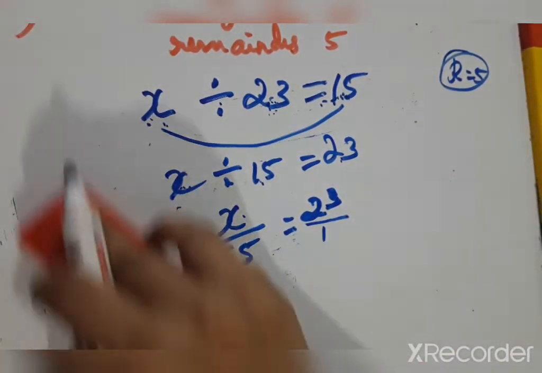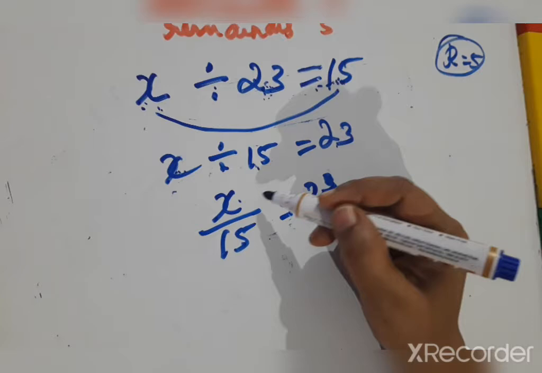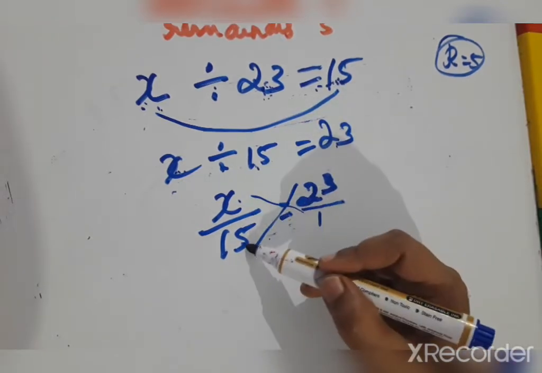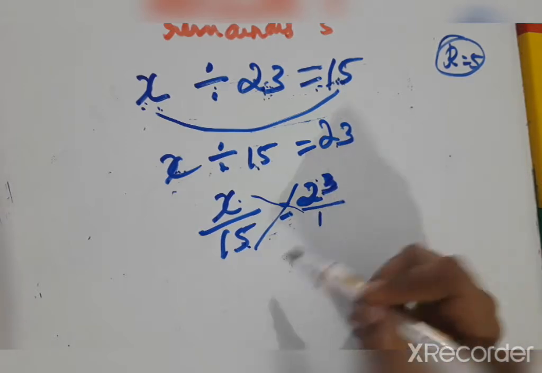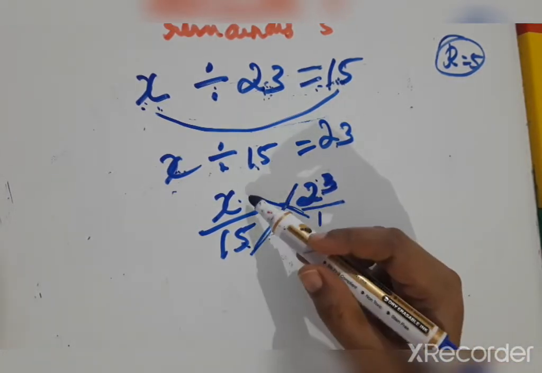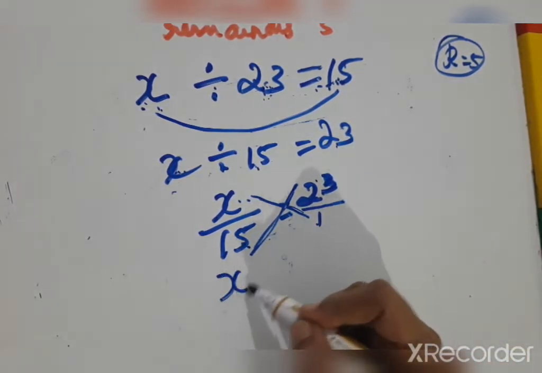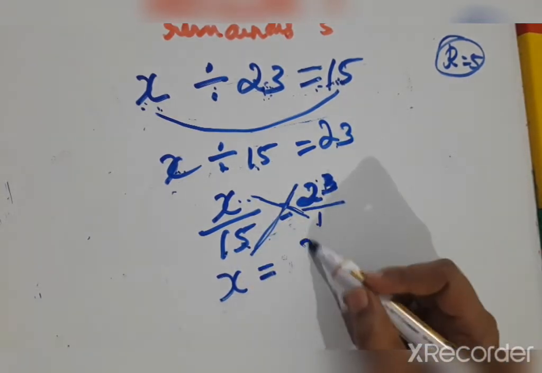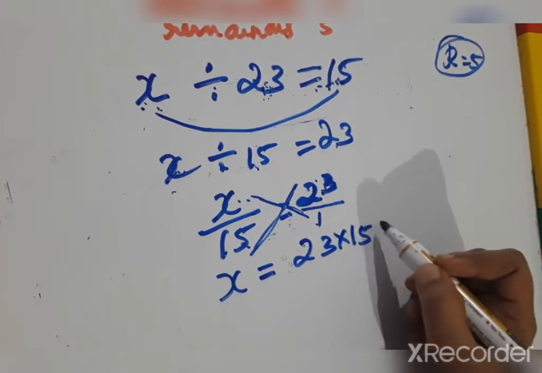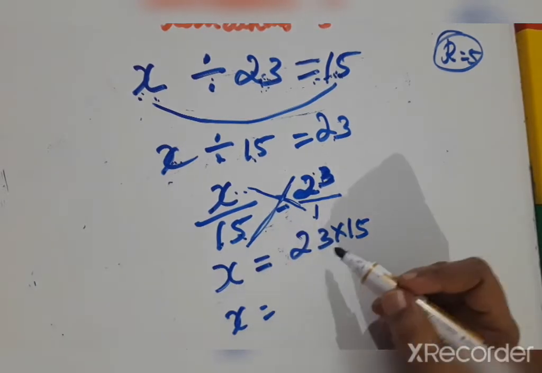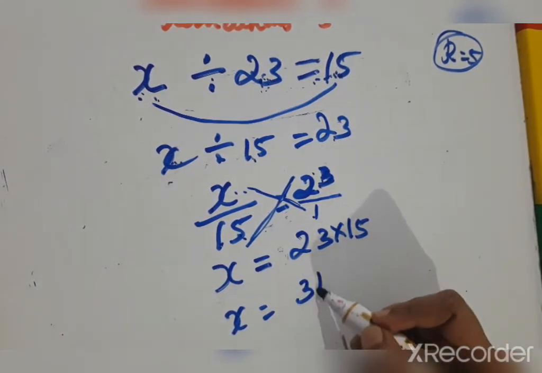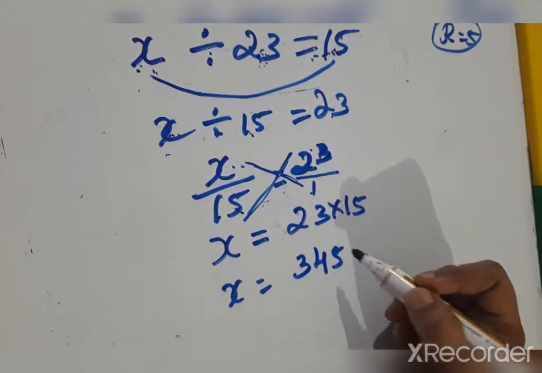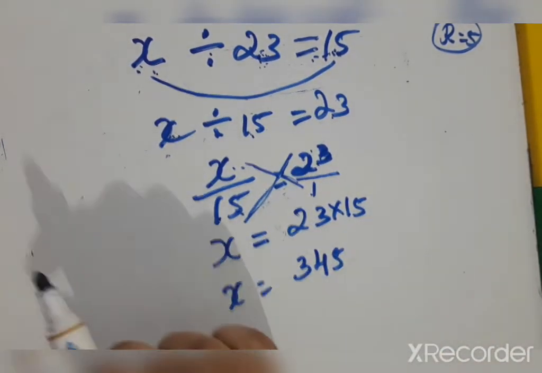Now cross multiply. This is the first number in a fraction, convert the second also into a fraction, 23 by 1. Now cross multiplication: x into 1, x into 1 is x, equals 23 into 15. Now x equals 23 into 15. After multiplying 23 into 15 we get 345. X value is 345.